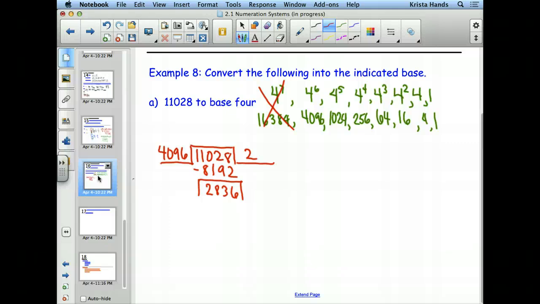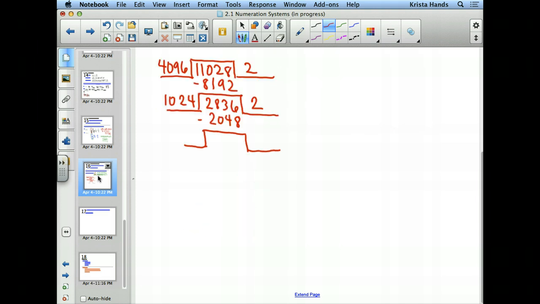Okay, the next thing we do is we go straight down the line. We did the 4096, now we're going to do 1024. So the 1024 goes on the outside. And we're going to repeat that. We're looking at the division. How many times will 1024 go into 2836? It is 2. And what is 2 times 1024? 2048. And then we subtract. 788.